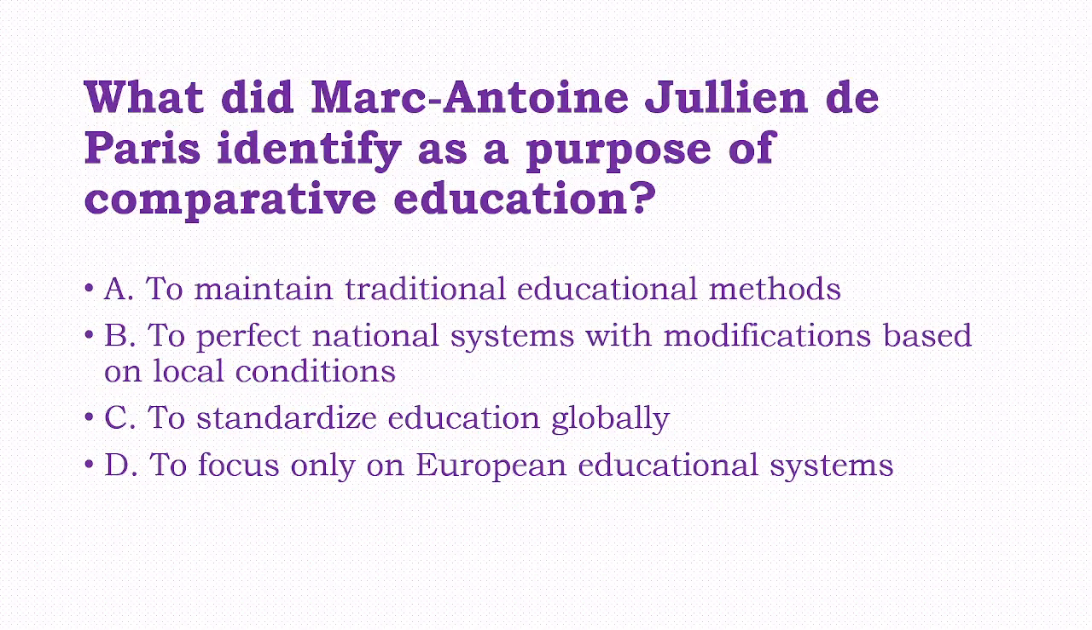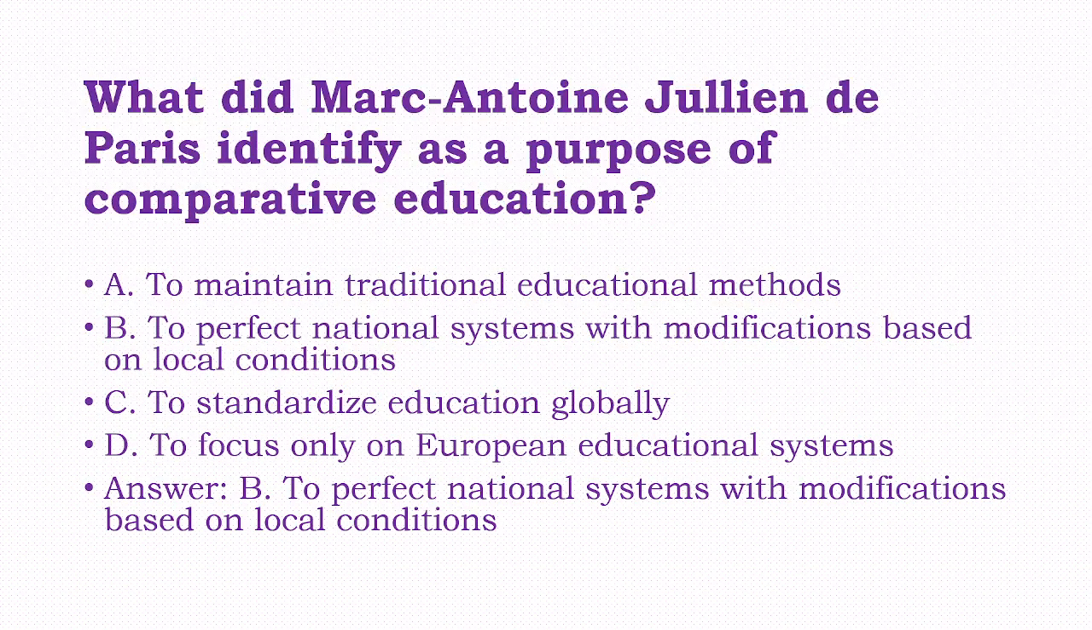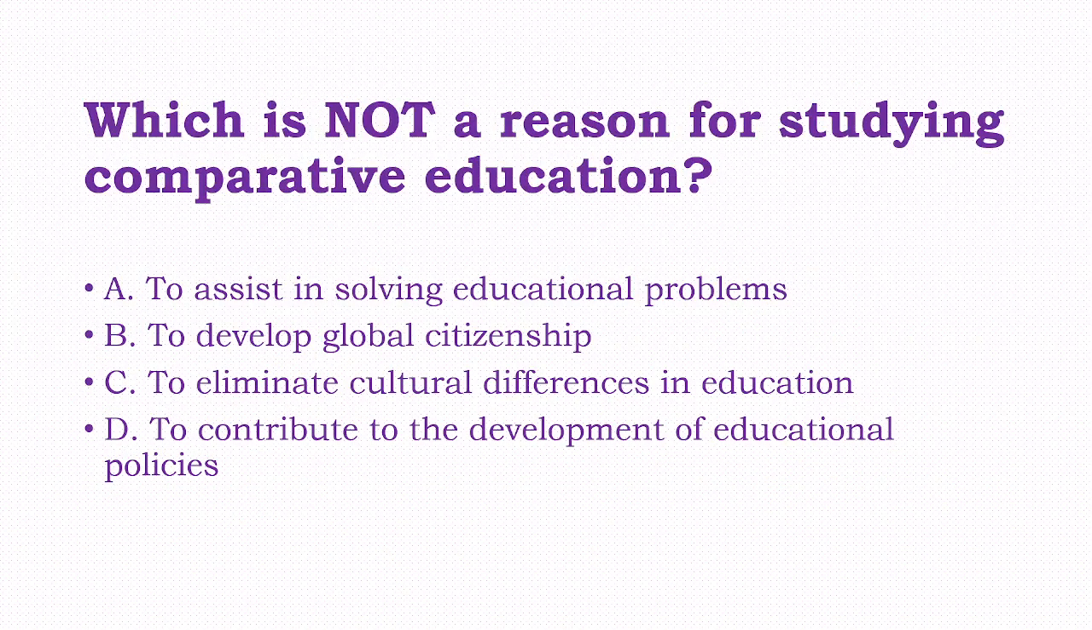Next question: what did Marc-Antoine Julien de Paris identify as a purpose of comparative education? Options: to maintain traditional educational methods, to perfect national systems with modification based on local conditions, to standardize education globally, to focus only on the European educational system. The answer to this question is option B, that is to perfect national systems with modification based on local conditions.